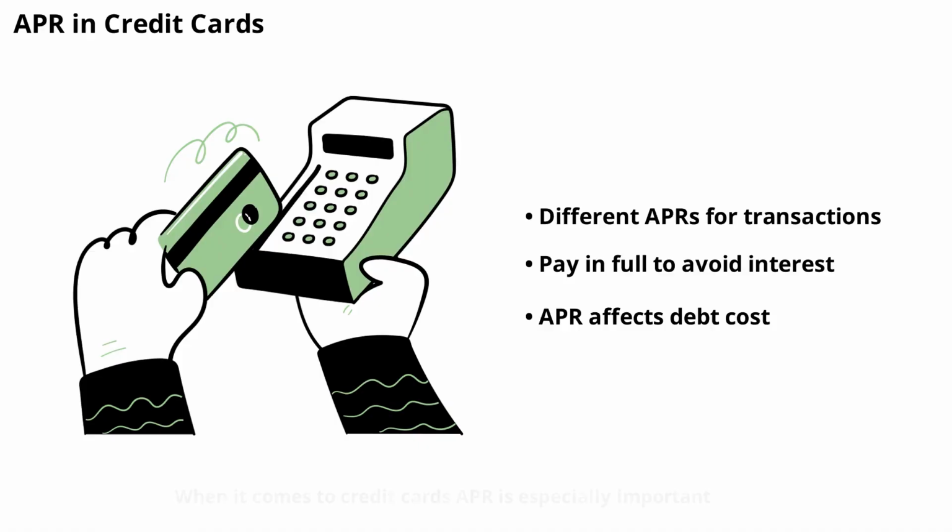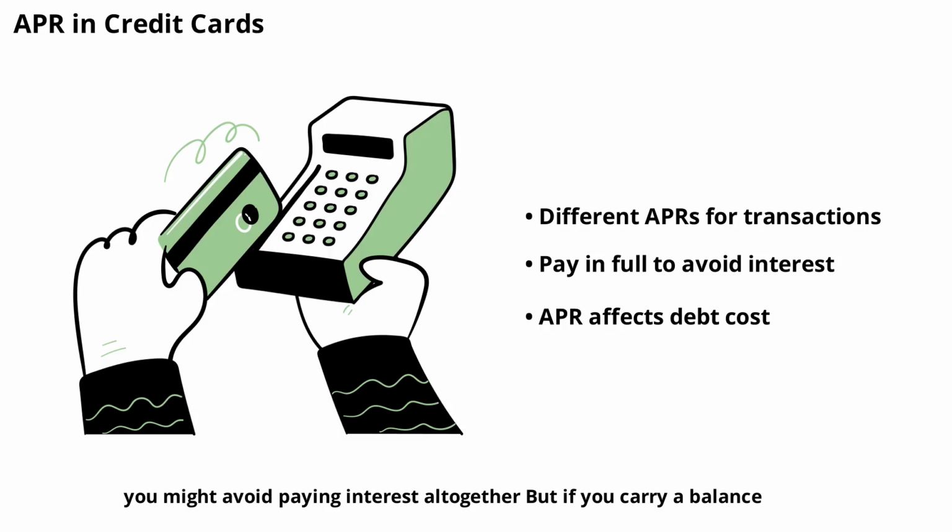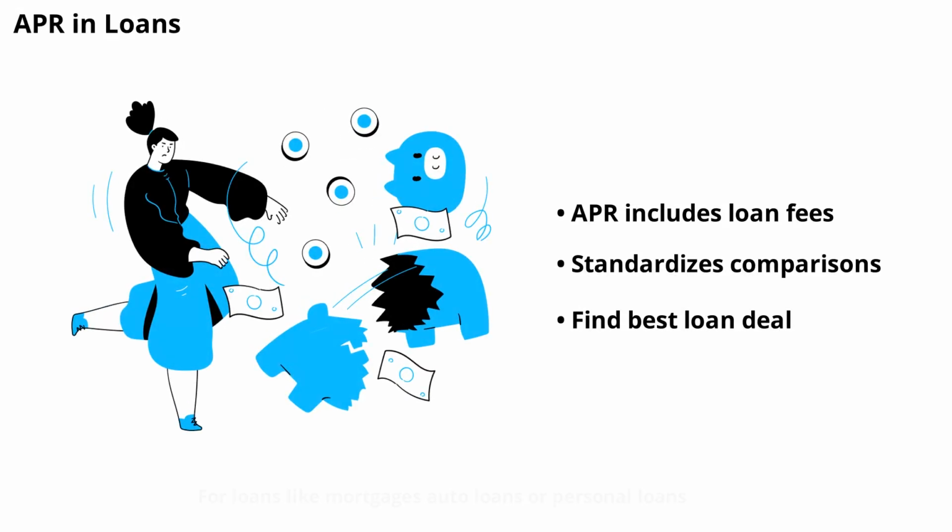When it comes to credit cards, APR is especially important. Credit card APRs can apply to purchases, cash advances, and balance transfers, each potentially with a different rate. If you pay your balance in full each month, you might avoid paying interest altogether. But if you carry a balance, the APR determines how much interest you'll owe, making it a key factor in managing credit card debt.